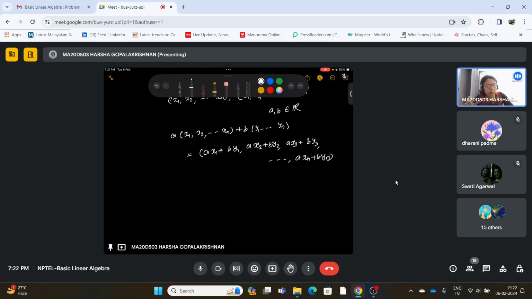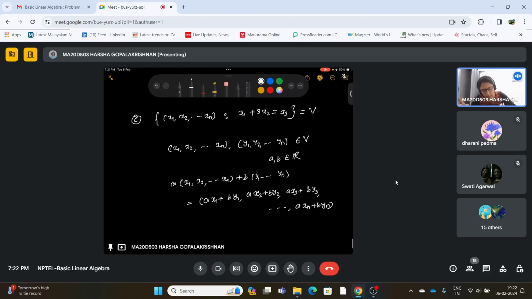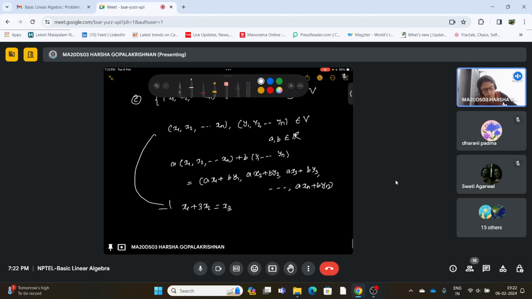So if it belongs to V, what should be the condition? See, x1, etc., xn belongs to V. So this implies x1 plus 3x2 equals x3. It belongs to V means the condition is satisfied. And y1, etc., yn belongs to V means what is the condition we have?